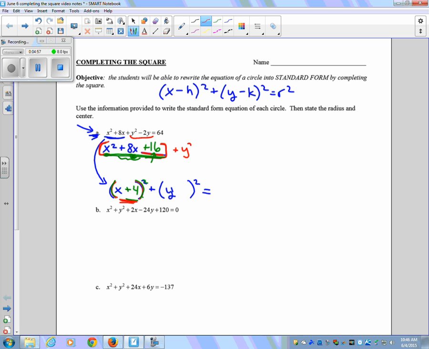Y squared minus 2y, leave a blank. On the other side of this equation, we have equals 64. We're not going to touch that yet. Let's do the y's. Again, we want a trinomial that can be factored into this form. So we're going to take half of the middle term. Half of -2 is -1. So I'm going to put -1 in here. And then we're going to square that, right? -1 squared is a +1.